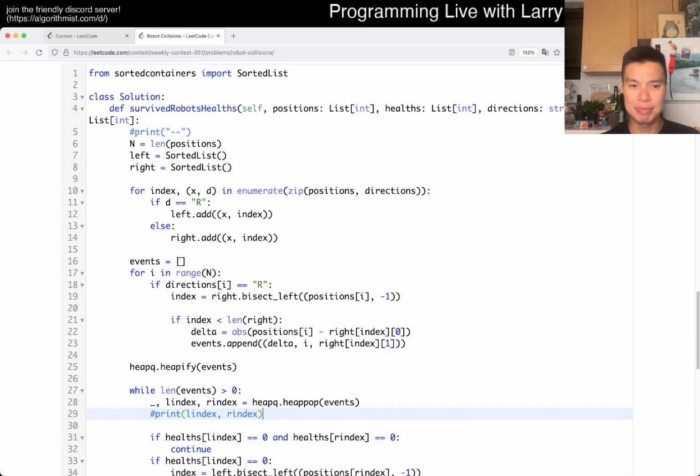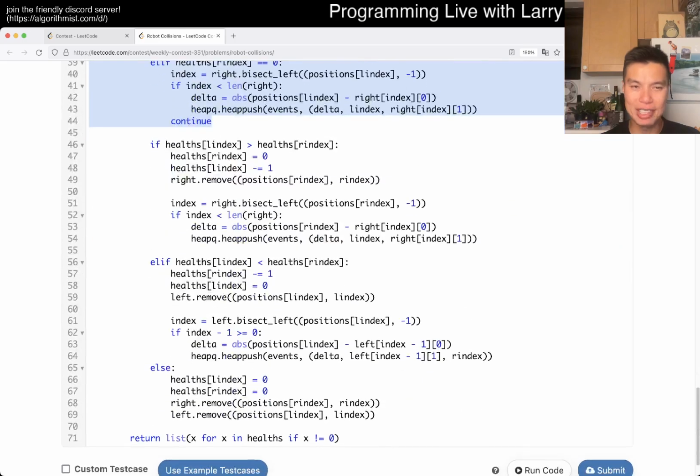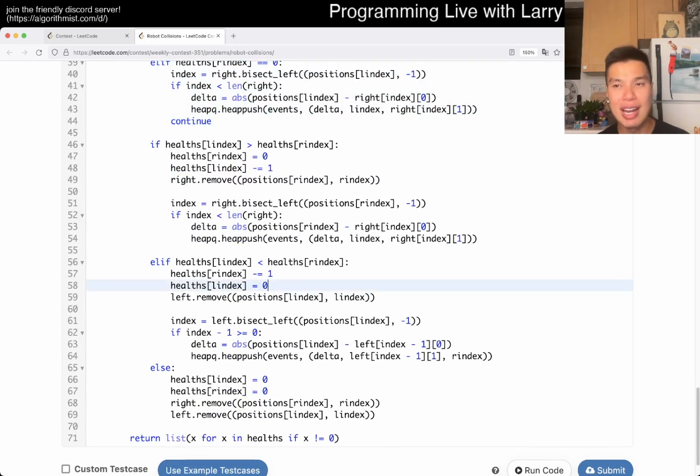Let me show you the top, and this ugly chunk, and then the bottom. And that's all I have for this one. Let me know what you think, and you can watch me solve it live in the contest now.